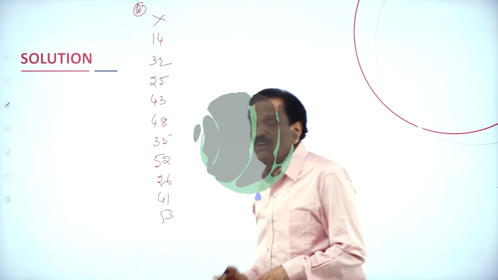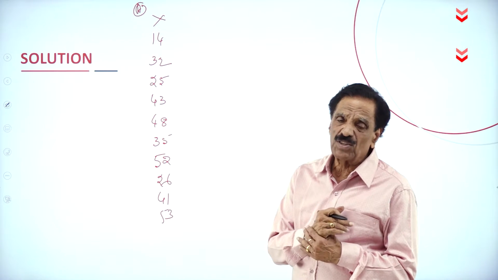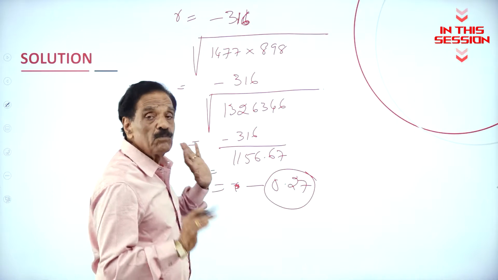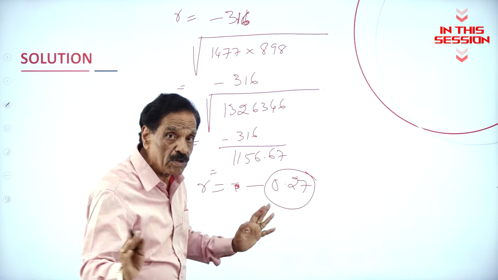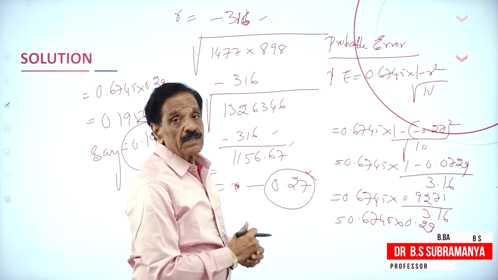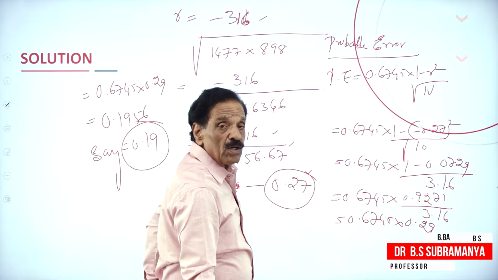Add the figure, find out the mean, take the deviation from mean also. The negative will come less than 1, it can come, but not more than 1. Correlation is not more than 1. So probable error is equal to 0.6745 into 1 minus r square divided by root 10.